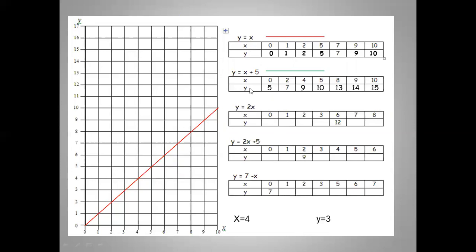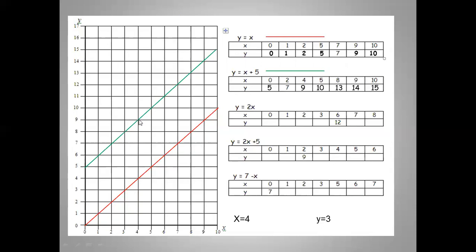Okay, let's see the plotting of this line. (0, 5). So I'm going to start from 0 and 5. So this is my first point, and then (2, 7), like this, and then (4, 9). So the line is going to be drawn like this.